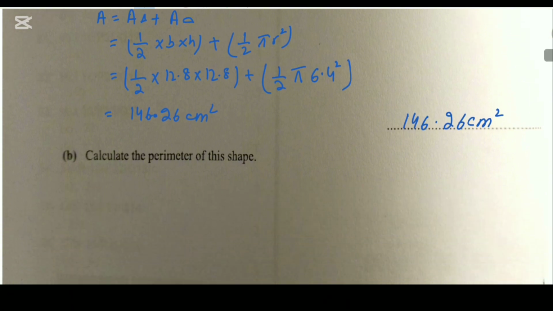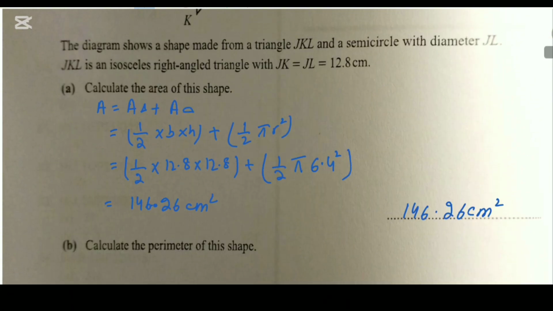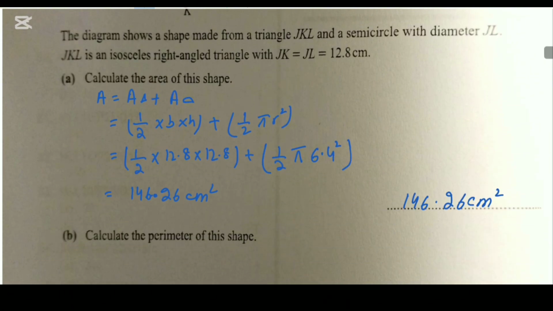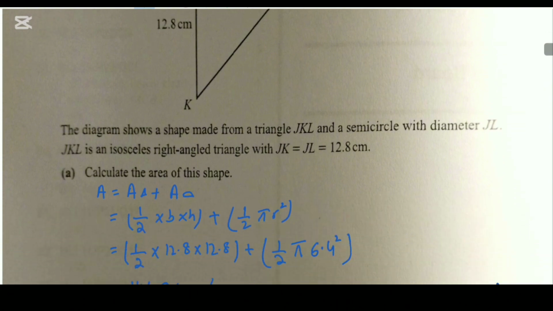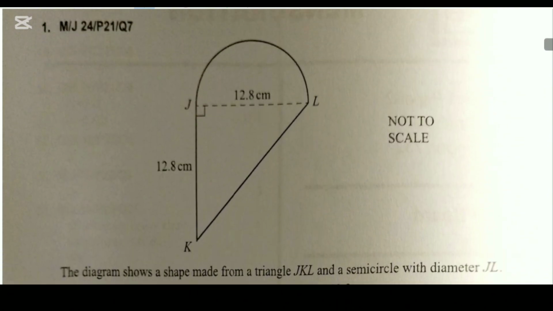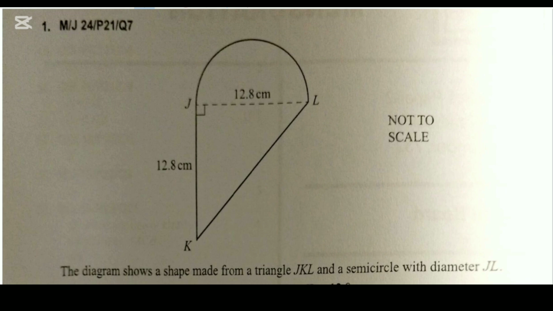Okay, so next, calculate the perimeter of this shape. What is the perimeter actually? Perimeter is the sum of all outer sides. So it means we have to find the arc length, this is the arc length, and this side and this side. So we have to add all these values.